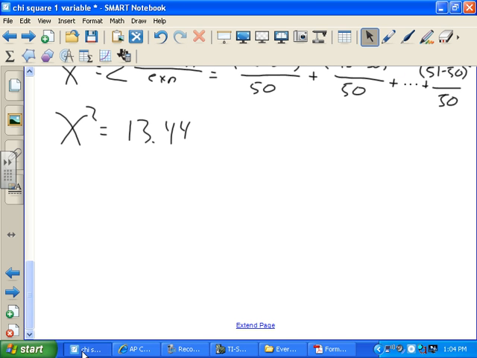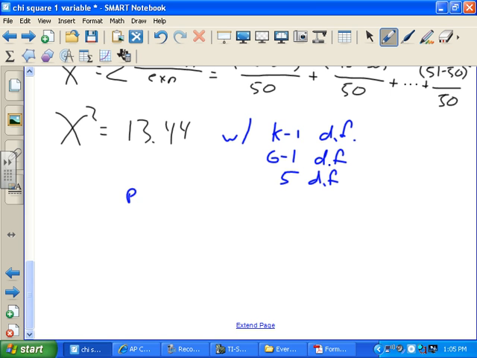So 13.44 with, I'll say, k minus 1 degrees of freedom. That is categories minus 1, so 6 minus 1 degrees of freedom, which is 5 degrees of freedom. The p-value is approximately 0.02. K is the number of categories. Oh yeah, it's degrees of freedom, but there are 6 categories.